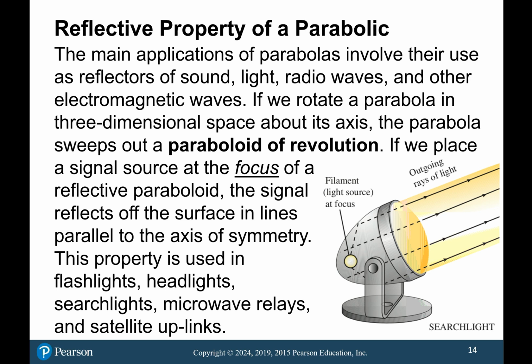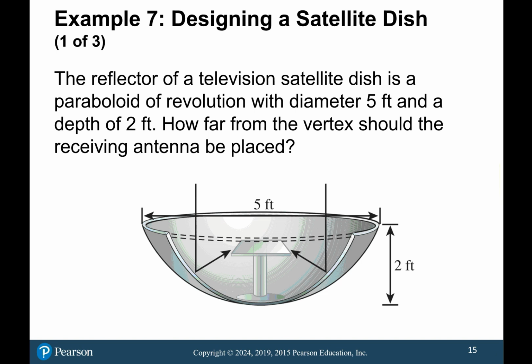Okay, but hold on. Flashlights and headlights and all of these things here are three-dimensional. So we take this thing and we rotate it around the axis, again, that axis of symmetry. We rotate it 360 degrees in three-dimensional space. It's a paraboloid. So the reflector of a television satellite dish is a paraboloid of revolution.